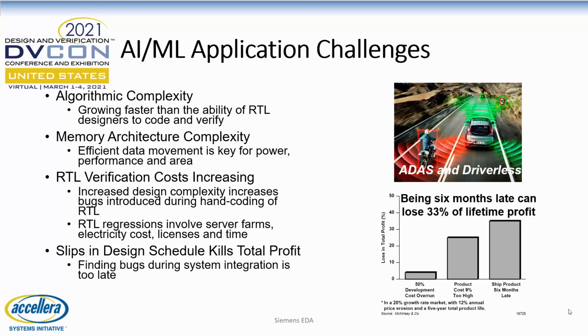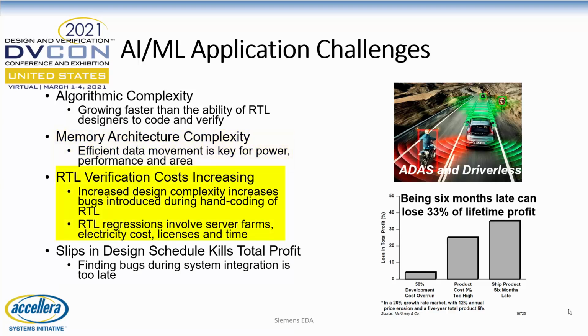There are a number of challenges in designing AI ML hardware. The algorithmic complexity of today's algorithms and designs is growing faster than the ability of RTL designers to code and verify it in their design flow. Memory architectures are becoming increasingly complex. Efficient data movement is key for power, performance, and area.